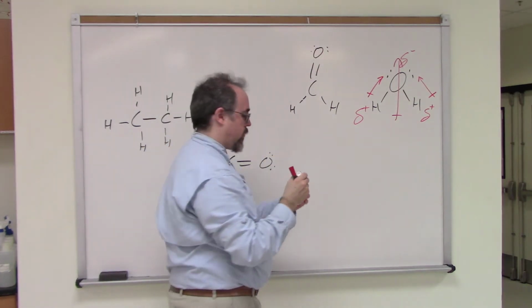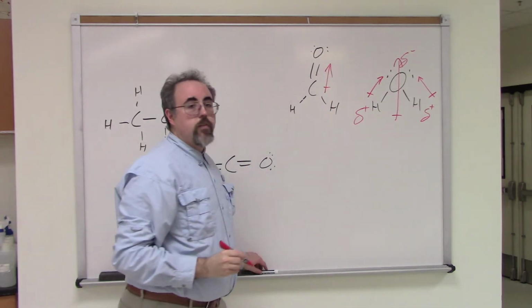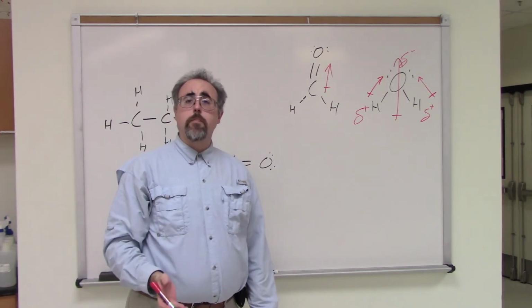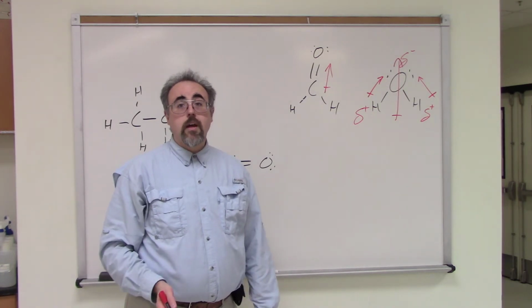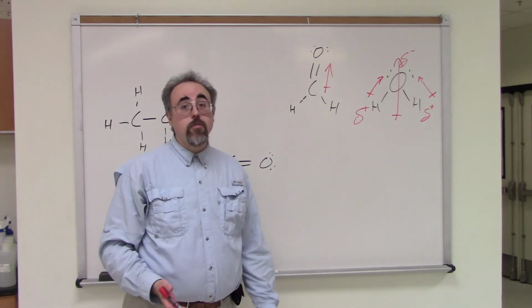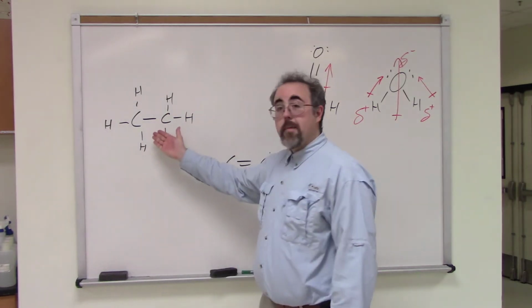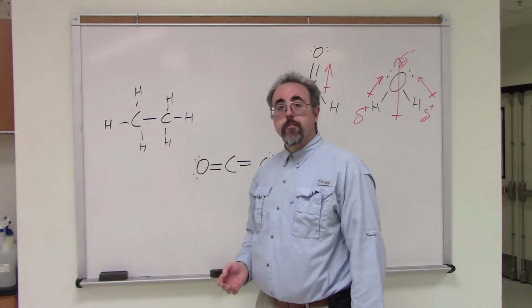And missing some lone pairs. So, formaldehyde is a polar molecule. However, less polar than water because it's got somewhat less of an extreme pull, and, well, it only has one polar bond. If I look over here at my ethane, in this case I have carbon-carbon bonds.